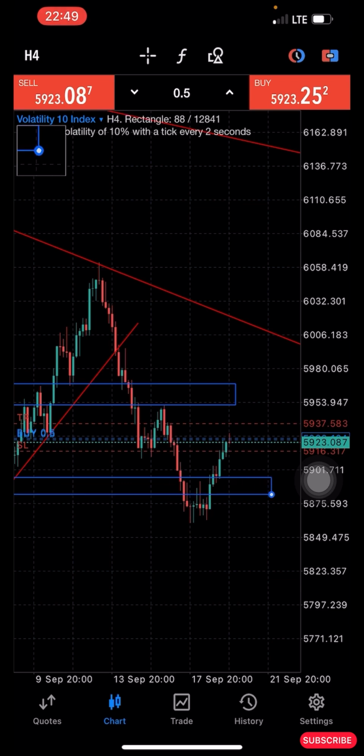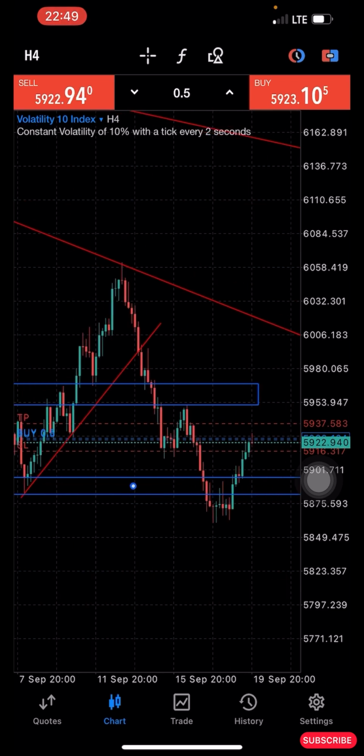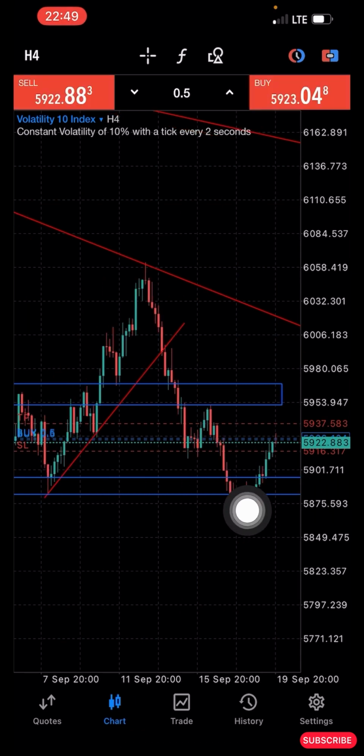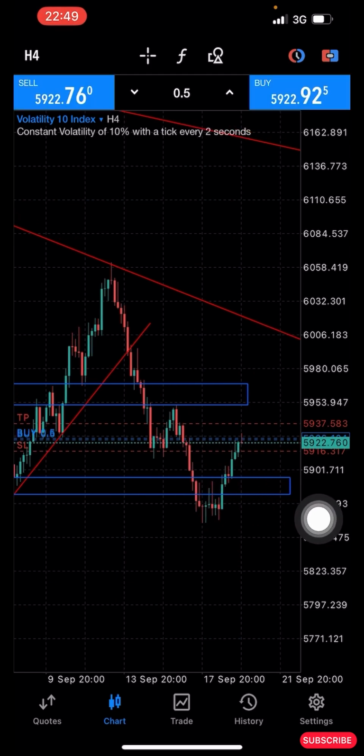Now you can see that price initially broke below our zone. So this is why I took my buy right now. Price initially broke below our support here, so I thought it was going to continue. I initially took a sell here, but price came back to take me out of the market. So now this is why I took the buy.